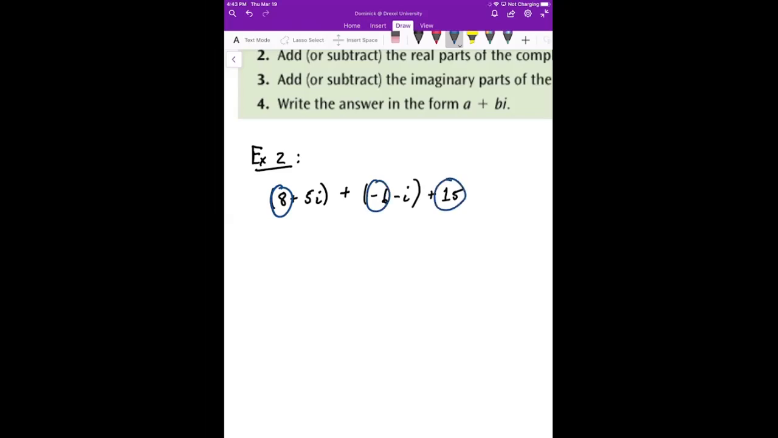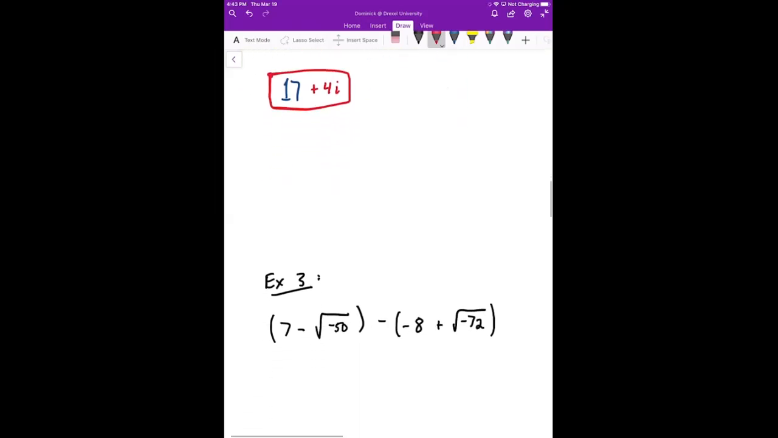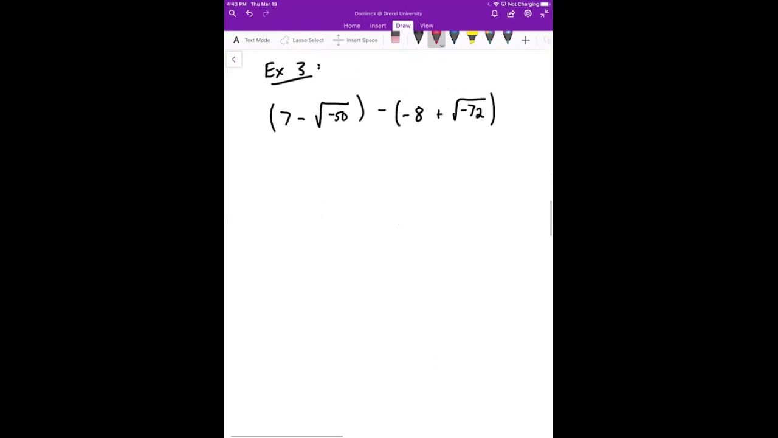If we add them all together, that will give us 17. So that's our real part. And then if we look at our imaginary part, we have a 5i and a -i. If we combine them, that's a plus 4i. So we get 17 plus 4i. And that's it. So adding is pretty easy, especially if it's already in this form. Now, of course, what if it's not in that form to start with? Well, it's the same thing, except we want to convert first to a plus bi form.